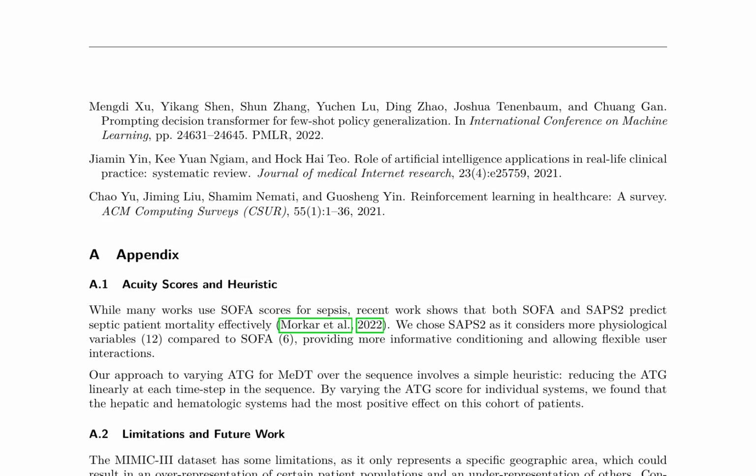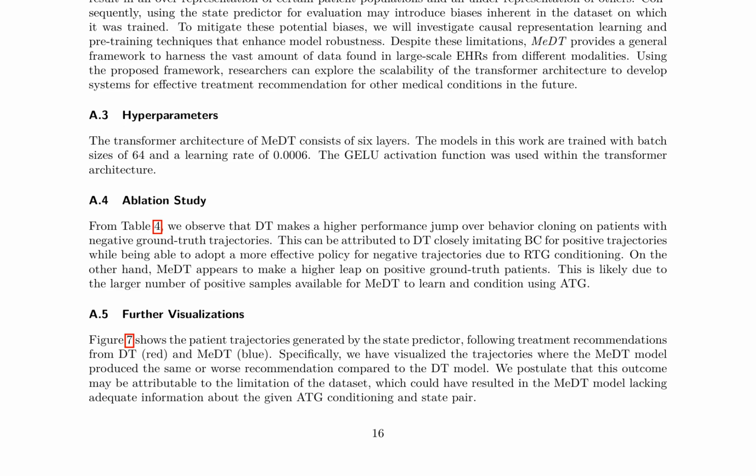An ablation study was conducted to compare the performance of DT and MeDT models on patients with negative and positive ground truth trajectories. The results show that DT performs better on patients with negative trajectories, while MeDT exhibits improved performance on positive trajectories. This disparity can be attributed to the conditioning of RTG in DT and the larger number of positive samples available for MeDT to learn from.